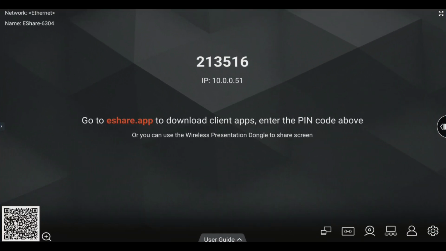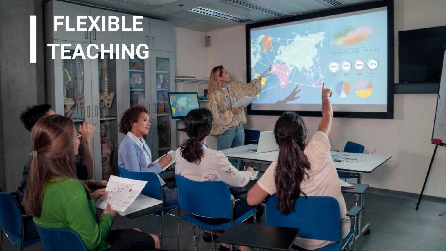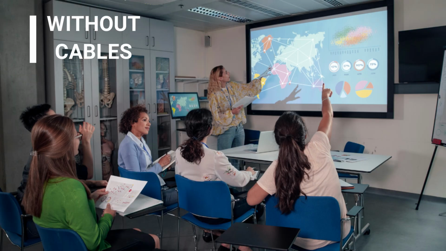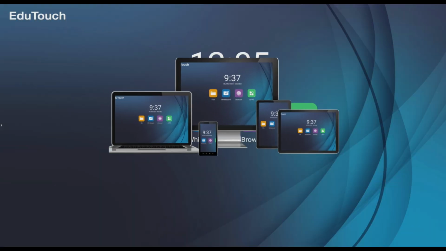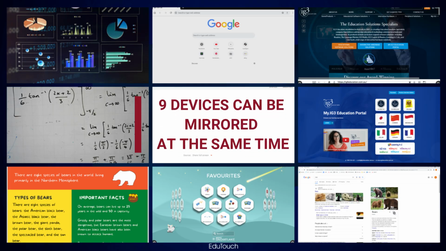eShare supports schools by creating a more collaborative learning environment in their classrooms and supports flexible teaching without using cables. Wireless screen mirroring and touch control for Windows and Mac laptops and computers, and wireless display for iPads, tablets and mobile phones is available, allowing up to 9 devices to be mirrored at the same time.